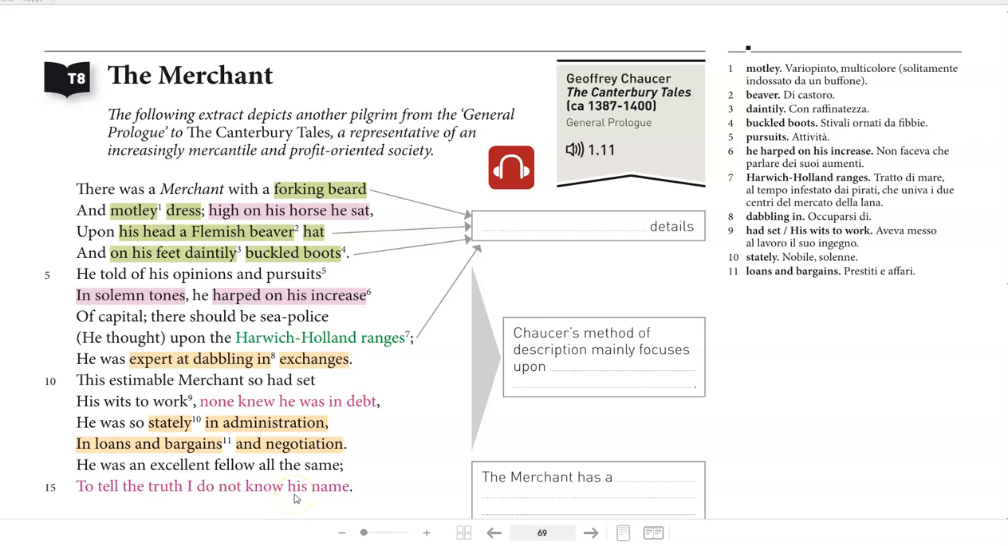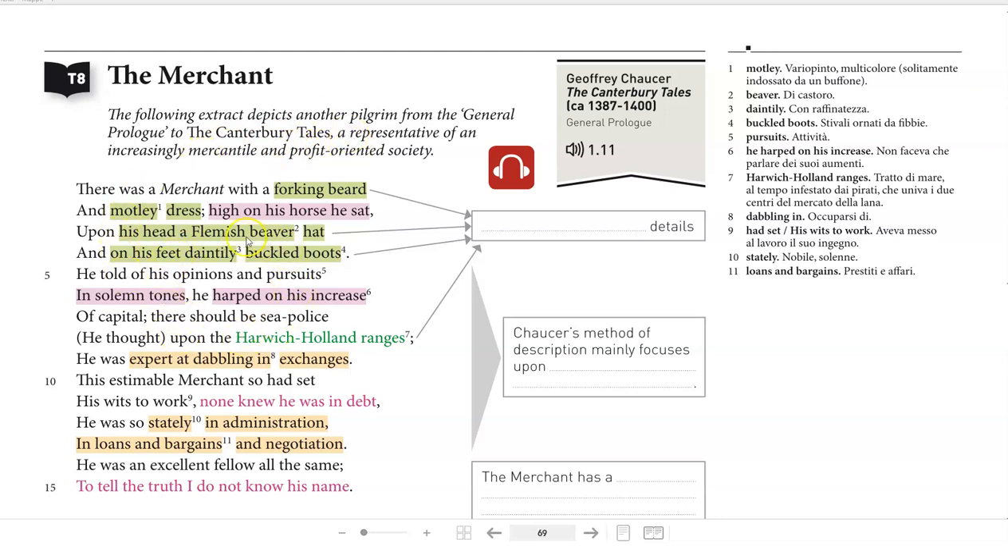Ok ragazzi, allora io do per scontato che voi abbiate rivisto, abbiate studiato la parte dei Canterbury Tales, ok? Quindi l'introduzione. E quindi vi dico, intanto vi farò la lezione in due lingue, prima in italiano e poi in inglese, in modo che possiate seguire tutti quanti. E vedete, questo lo trovate a pagina 69 del vostro libro ed è The Merchant, ok? Quindi è nel prologo generale, vedete? From the general prologue to the Canterbury Tales.